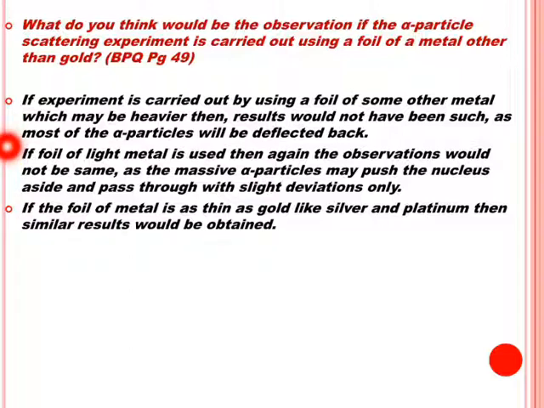If the foil of light metal is used, then again the observations would not be the same, as the massive alpha particles, meaning heavier positively charged alpha particles, may push the nucleus aside and pass through with slight deviations only. And if a foil of metal as thin as gold, like silver and platinum, were used, then similar results would be obtained as obtained by Rutherford in his experiment.